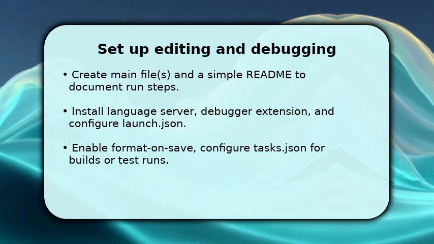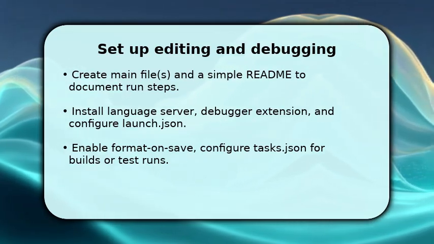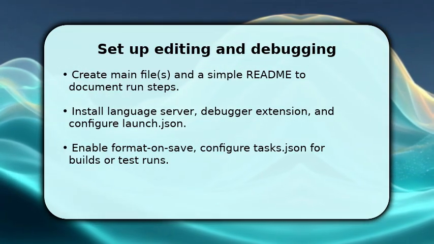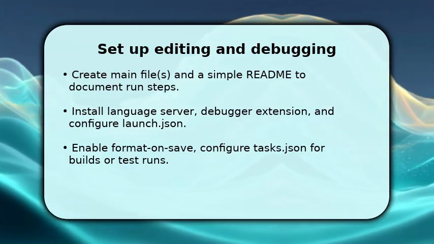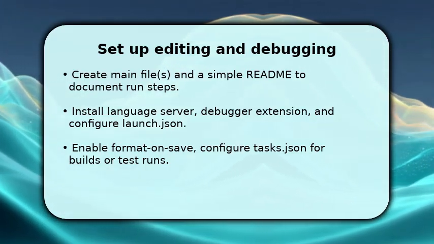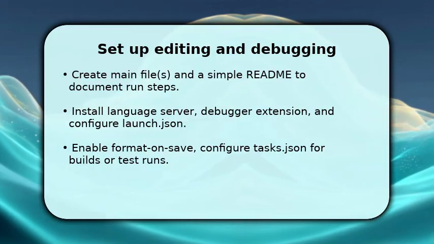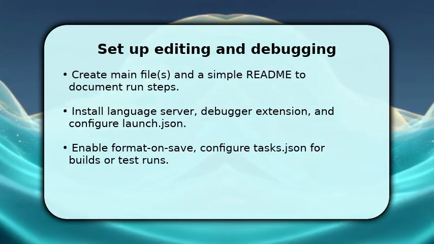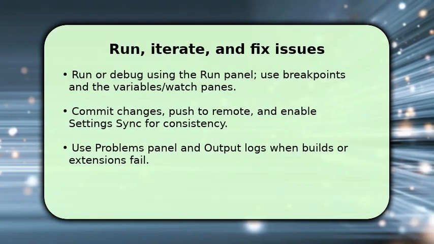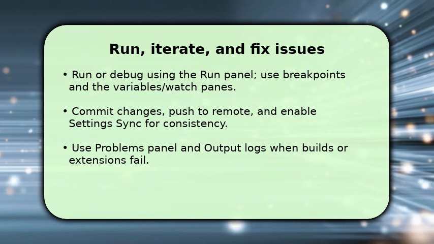Configure launch JSON so you can run and step through code with a single key. Also add tasks JSON to automate builds or tests. These steps streamline development and reduce context switching as you implement features. Finish by running, iterating, and making sure your workflow is reproducible.